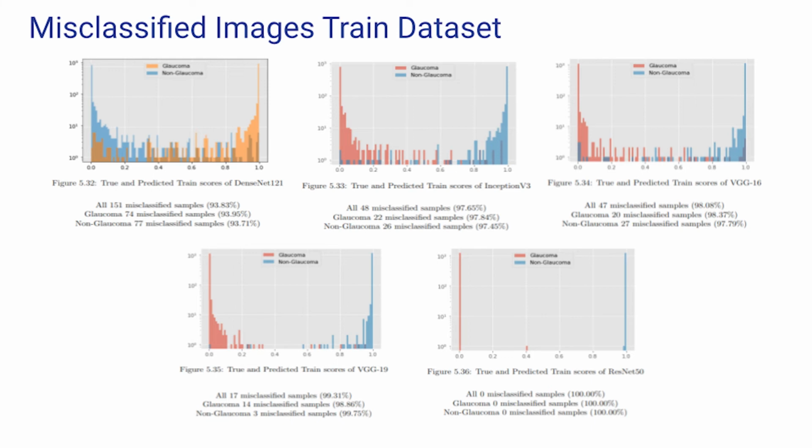Next, these are the true and predicted scores for classified and misclassified glaucoma and non-glaucoma results for each model. It is based on the model's training datasets, prediction levels, and the actual train levels. We have added a threshold of 0.5 for the visualization, as our training score for ResNet50 was 100%, so it showed no misclassified sample for this graph.